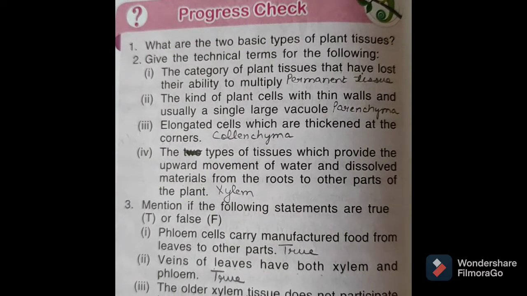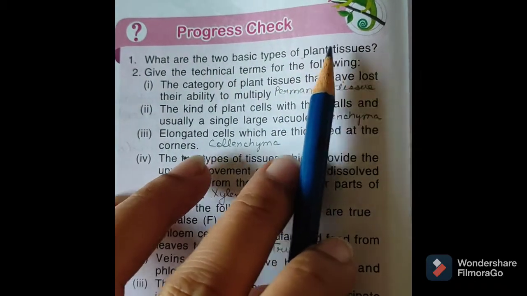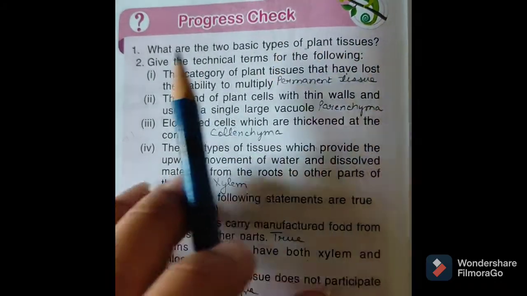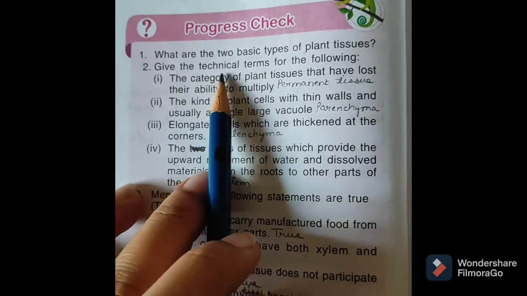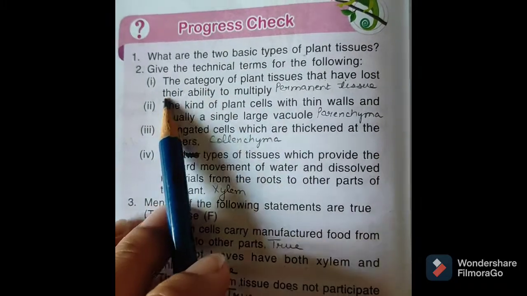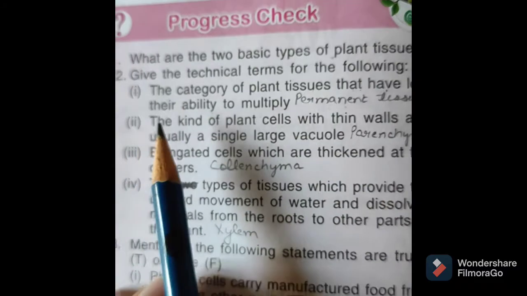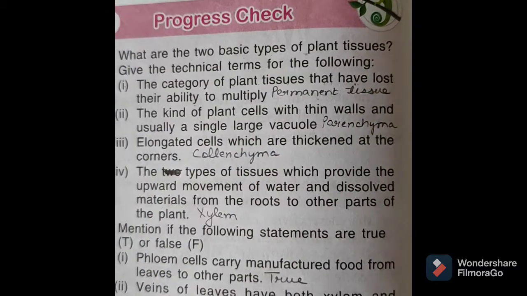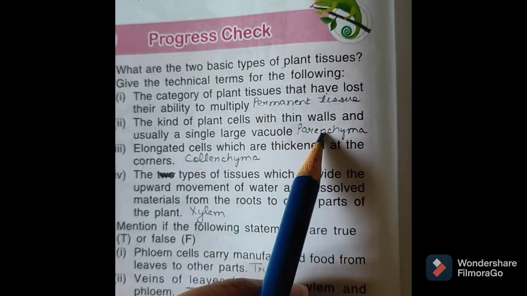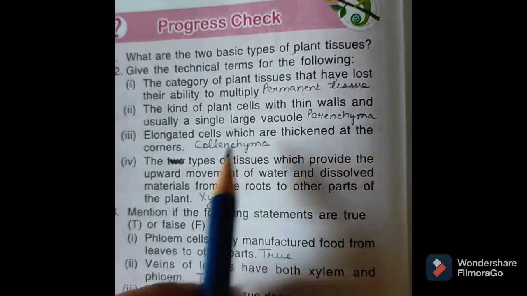So progress check on page number 26. First question, what are the two basic types of plant tissue? So answer is meristematic tissue and permanent tissue. Second question, you have to give the technical terms for the following. So the category of plant tissue that have lost their ability to multiply. Answer is permanent tissue. The kind of plant cells with thin walls and usually a single large vacuole. It is parenchyma.